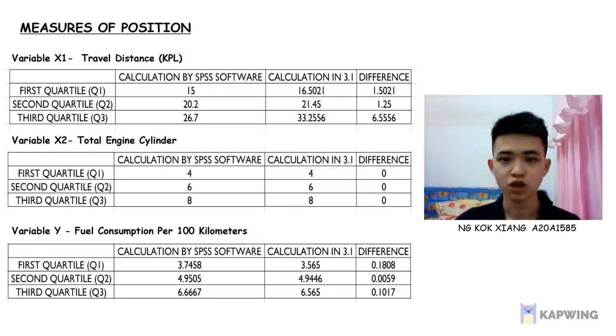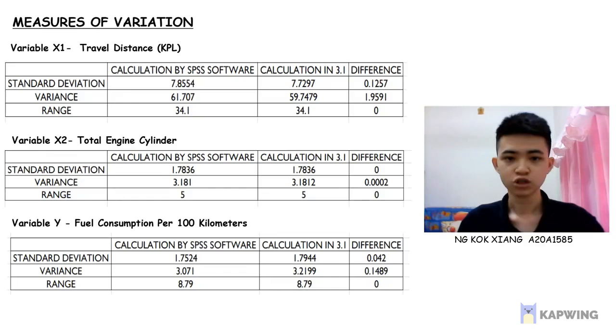This slide is showing the measure of position. There is some difference between SPSS software and the calculation in 3.2. The difference is already presented in this slide. However, all the values for variable x2 are the same in SPSS software and the calculation in 3.2. This slide is showing the measure of variation. There is a slight difference between SPSS software and the calculation in 3.3, just a difference in the range of 2 only. The difference is already presented in this slide.